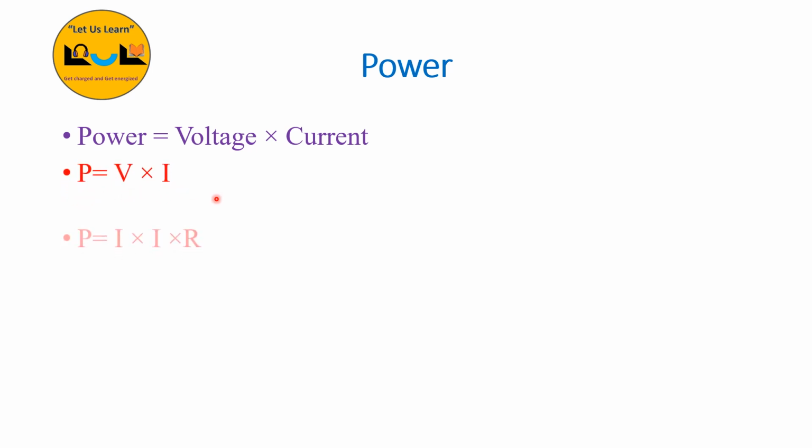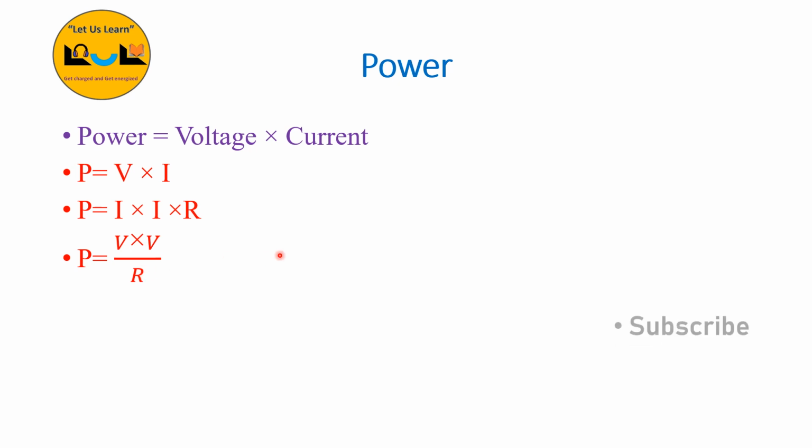Next, power. Power is equal to the product of voltage and current. In formula, P is equal to VI. According to Ohm's law, V is equal to IR. If I substitute IR for V, we get P is equal to I into IR, that is I square R. Or else we can write the formula as P is equal to V square by R.